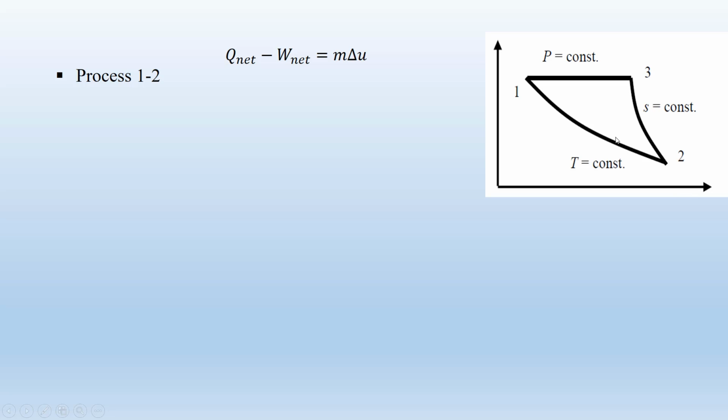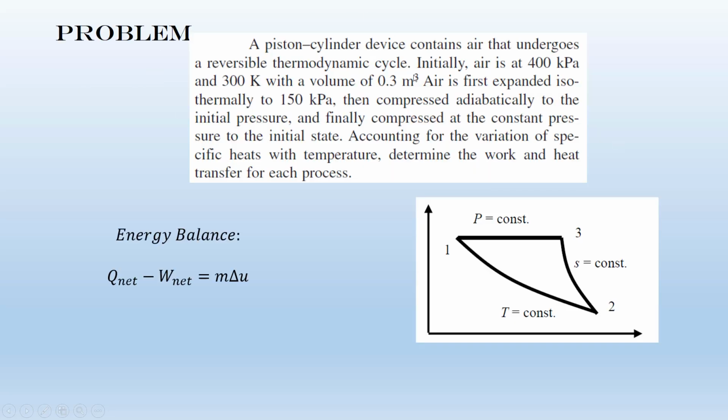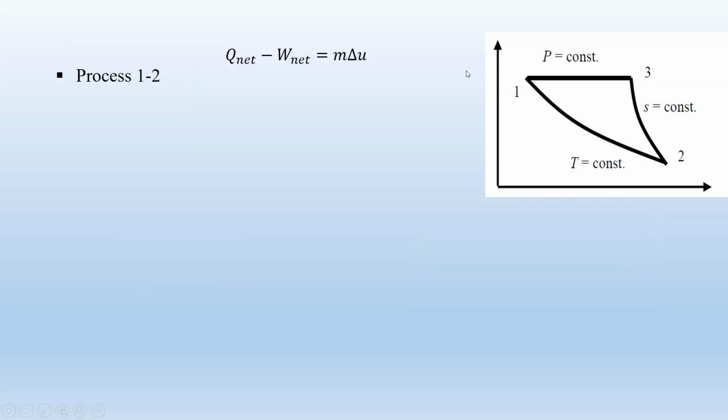So for process 1 to 2, the fluid is air. If you assume that this is the ideal gas, then the delta U depends on the temperature. Temperature is constant. You can cancel the delta U, and then you can write Q net equals to the W net. Correct? So if you can calculate Q net or W net, you can calculate the other one.